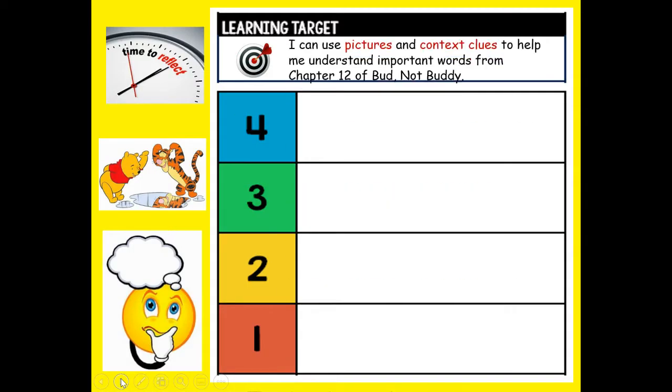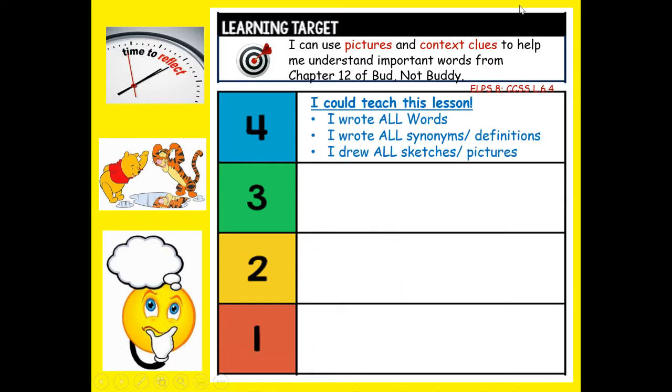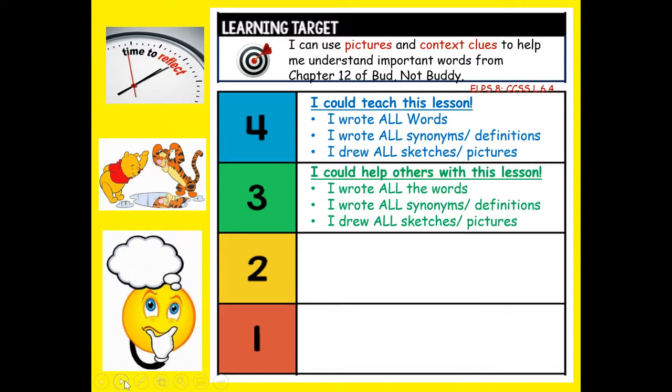Time to reflect on your learning target. What was it? I can use pictures and context clues to help me understand important words from chapter 12 of Bud, Not Buddy. 4, I could teach this lesson. I wrote all the words, I wrote all synonyms and definitions, and I drew all sketches or pictures. 3, I could help others with this lesson. I wrote all the words, I wrote all synonyms and definitions, and I drew all sketches and pictures.